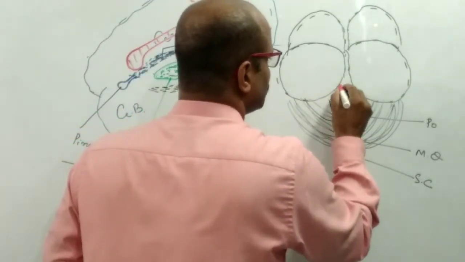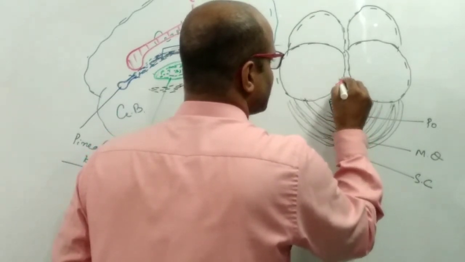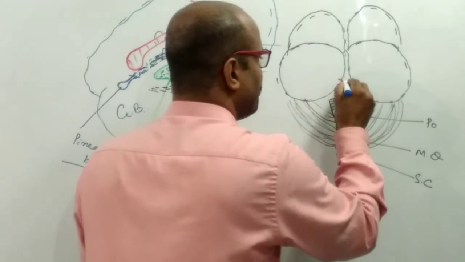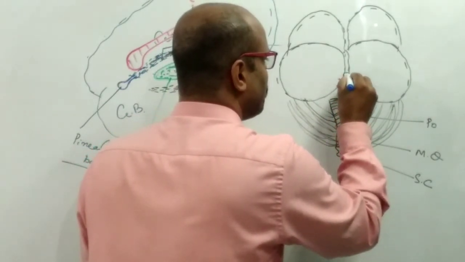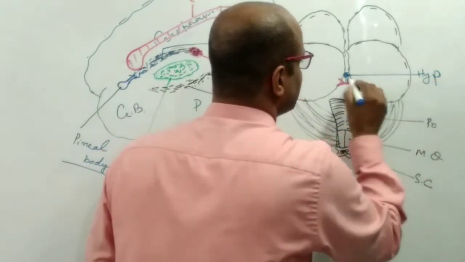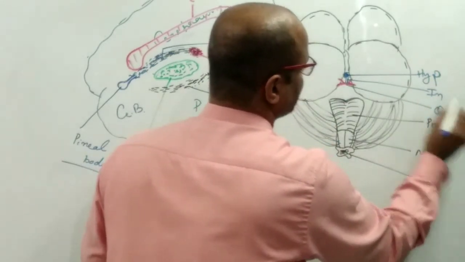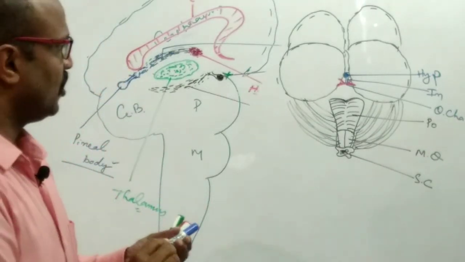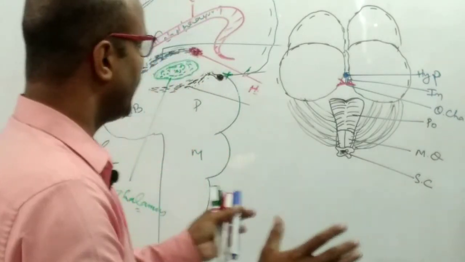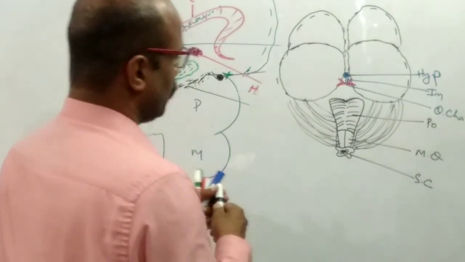There is the optic chiasma. This is the optic chiasma, this is the infundibulum, and there is the hypophysis. This red color is the optic chiasma, the crossover of nerves which come out from the right and left eye of the body, and which form the cross.